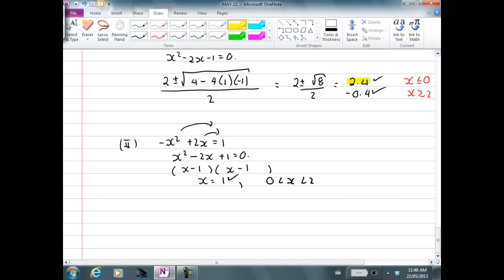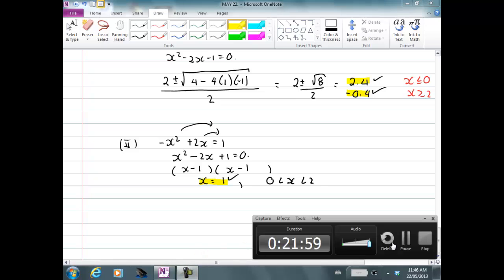One of them is 2.4. One of them is negative 0.4. And finally, the last one is 1. That is how you work with solving absolute. And that's probably as hard as it gets for now.